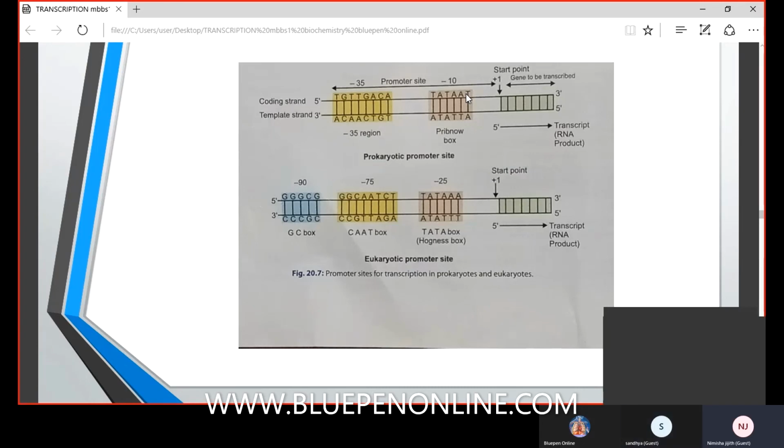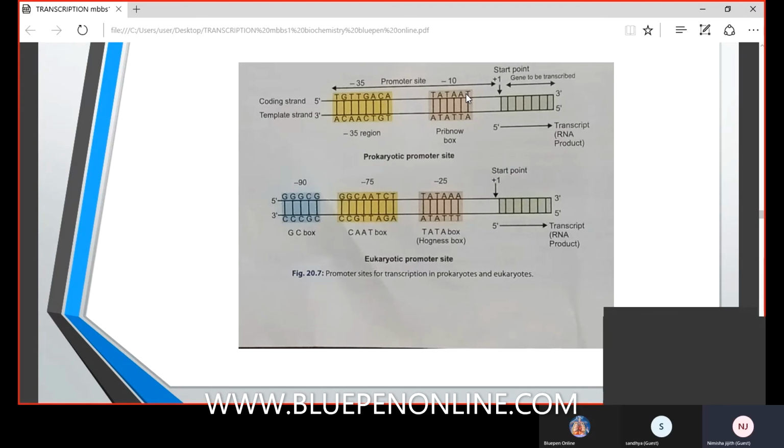The transcription site is always expressed as plus, downstream plus. Upstream is always expressed as minus, negative. Upstream contains the promoter site. Binding of RNAP occurs always at the promoter site. Based on the position, we locate the promoter site. Different promoter sites: minus 10, Pribnow box; minus 35, known as the minus 35 region.